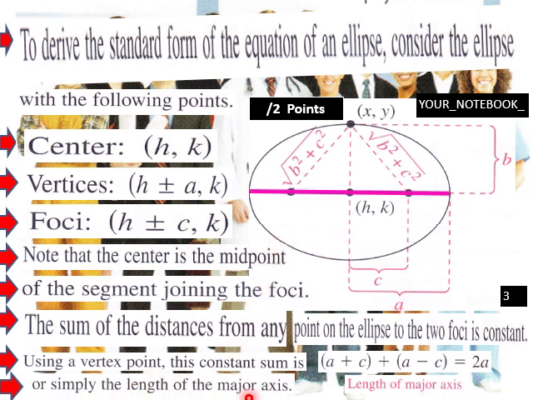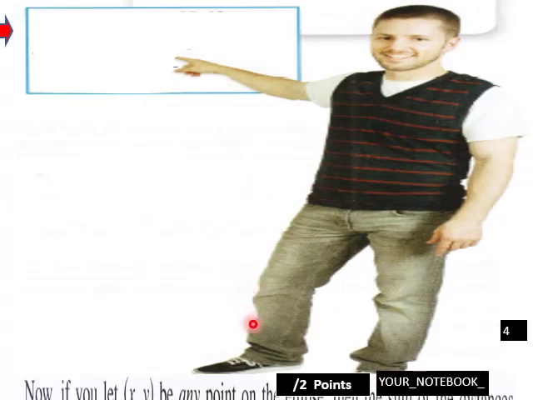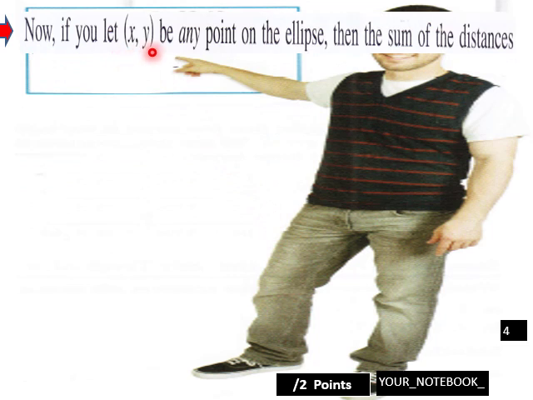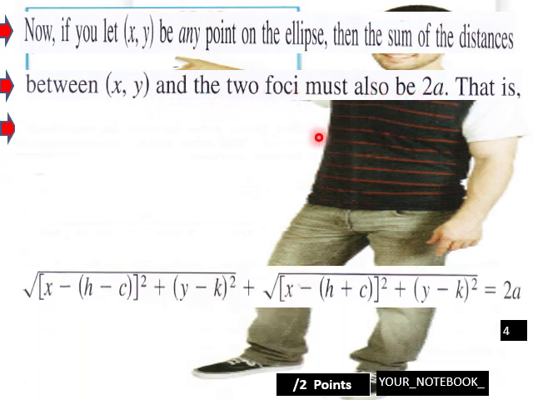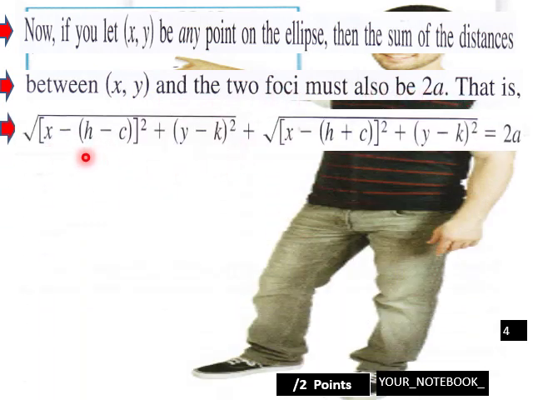Or simply the length of the major axis. So here's your major axis here. It's the line that goes through the two foci. Okay, that sounds good. Now, if you let (x, y) be any point on the ellipse, then the sum of the distances between (x, y) and the two foci must also be 2a. So we have this expression here.